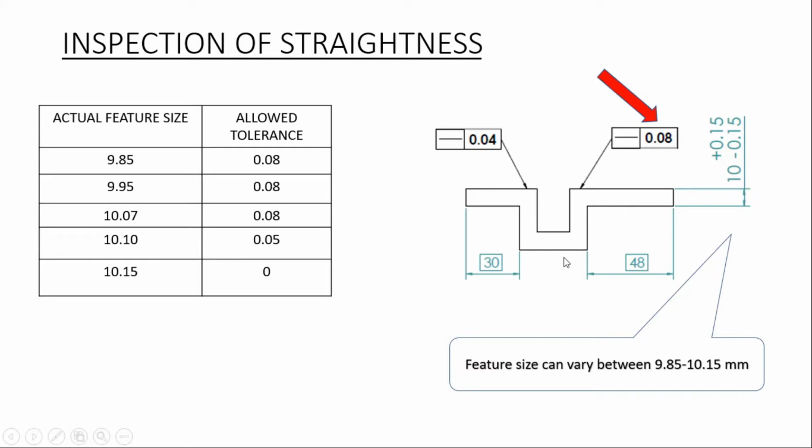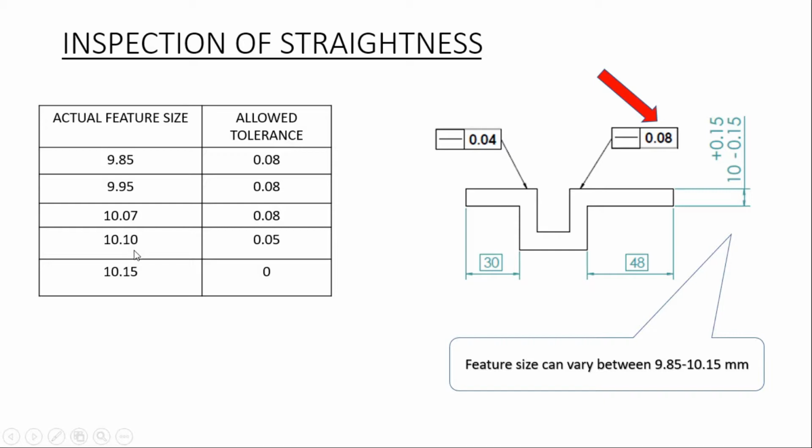So here is an example of how to inspect the straightness with the straightness callouts. The size dimension can vary between 9.85 to 10.15 mm as per this planar feature here, with the straightness callout saying 0.08 mm. So if the feature size is 9.85, we can go 0.08, which means the line element can be deeper or higher until 0.08.